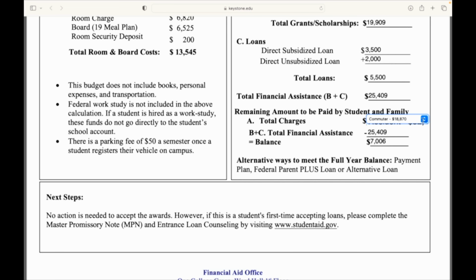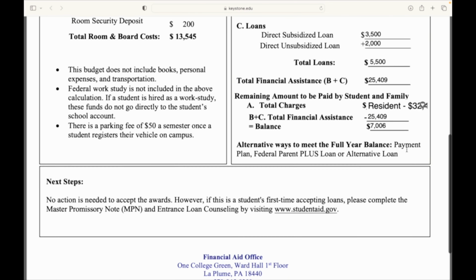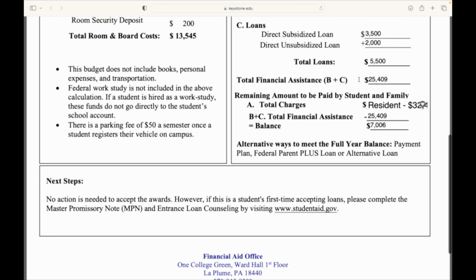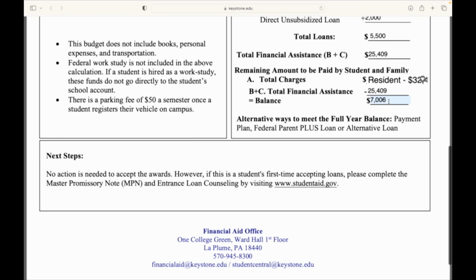Then we can subtract that number from the total cost. As you can see here, you can switch between commuter and resident. We'll pick resident. And so when we take away the total financial assistance, $25,409, from the total charges, we're left with a balance of $7,006. So there you have it.